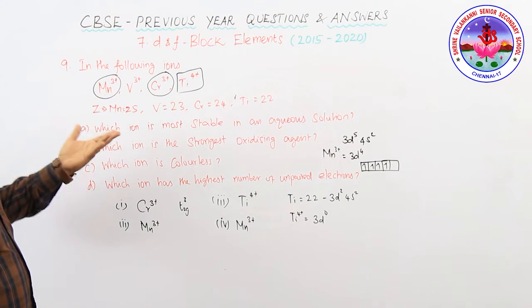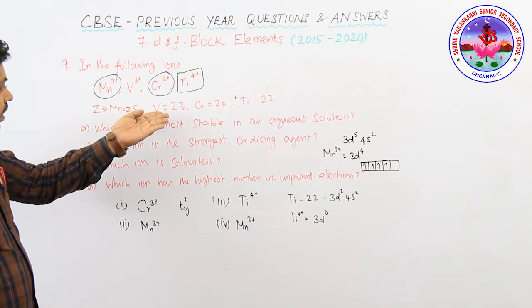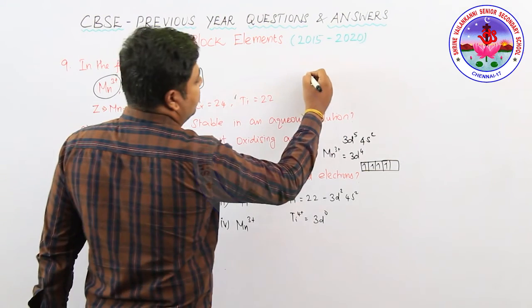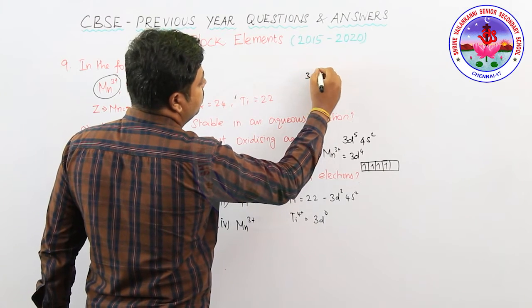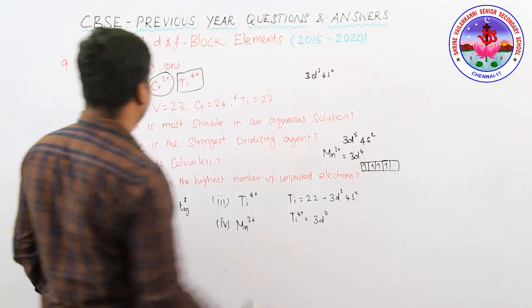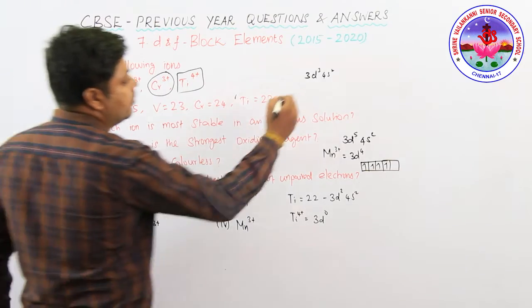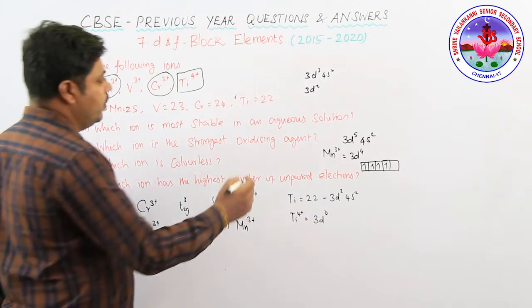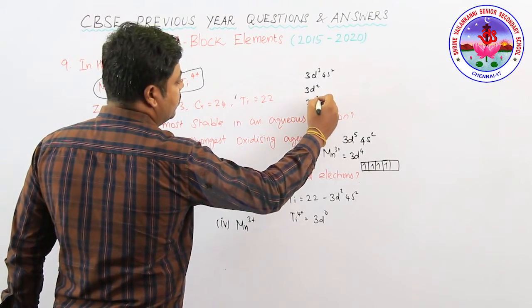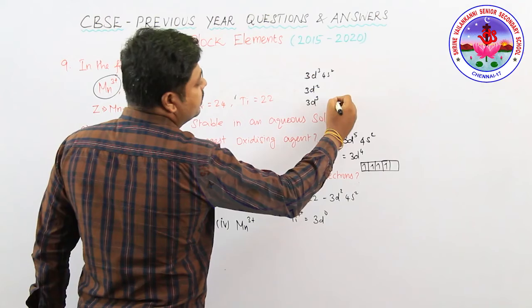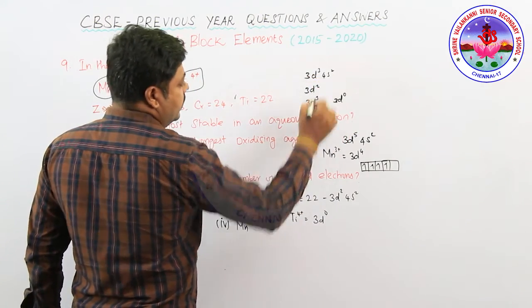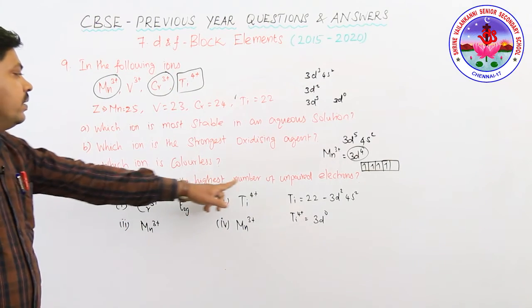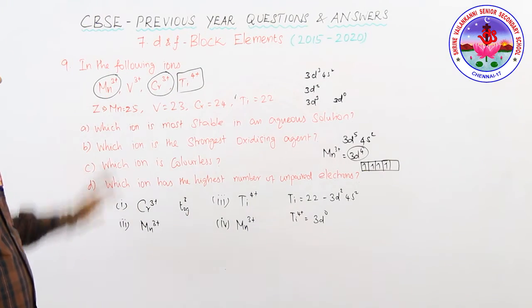For vanadium 3 plus, you can cross check it. The atomic number is 23, so 3d3 4s2. Vanadium 3 plus gives 3d2. Then chromium 3 plus also has 3d3. Titanium is 3d0, as you already know. So only in the case of manganese is it 3d4. That is why the highest number of unpaired electrons is present in the Mn3+ ion.